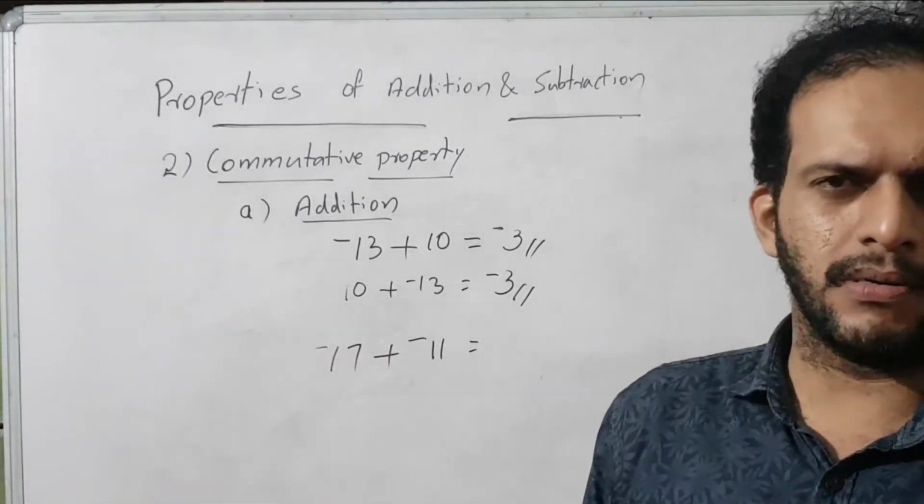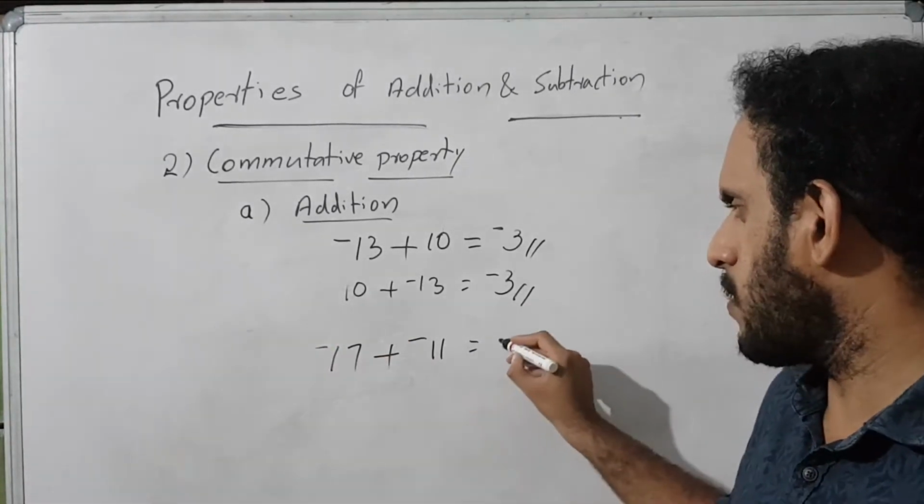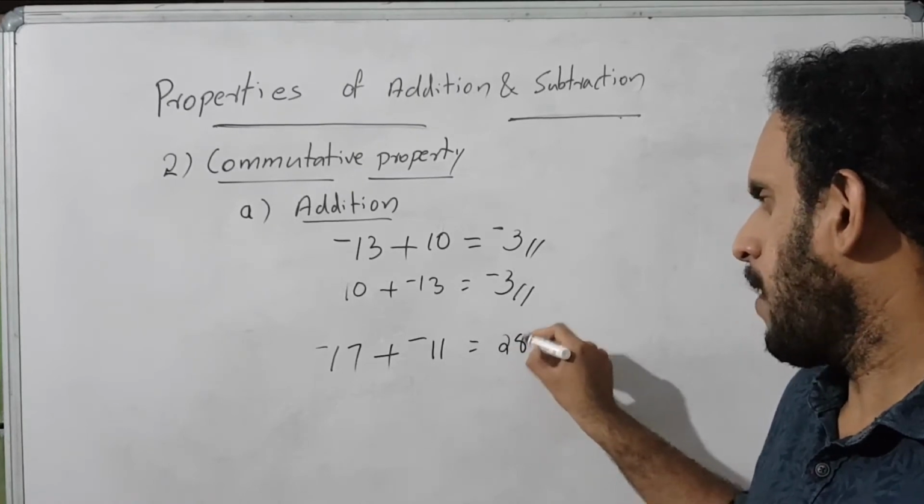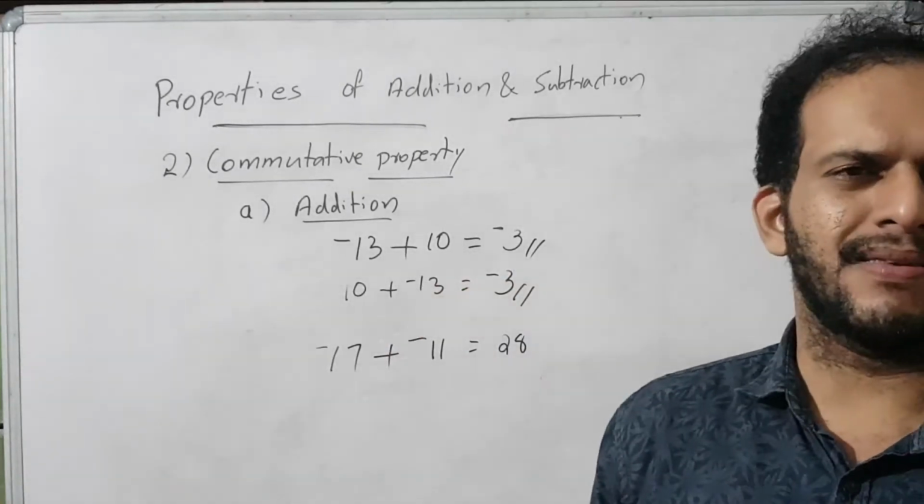We add the numbers. Then 17 plus 11 is equal to 28. And put the same sign.